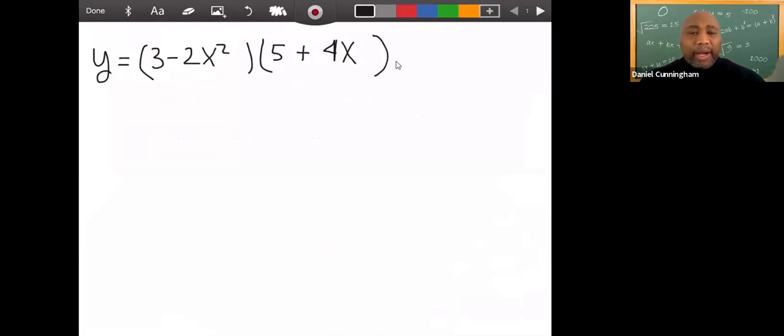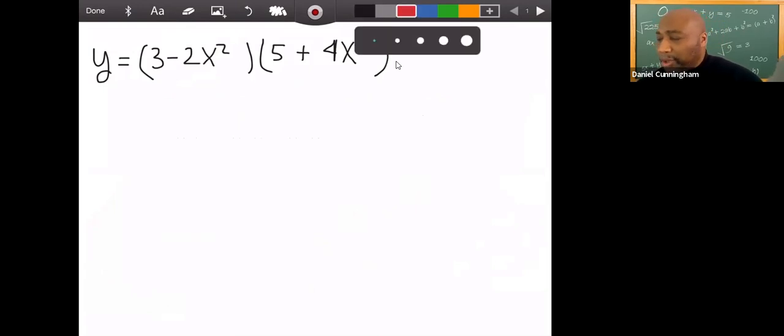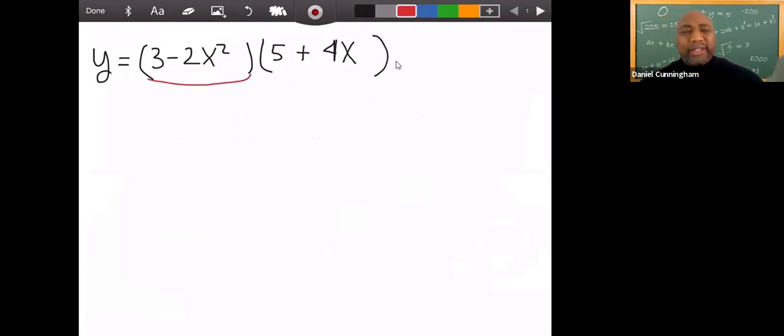Let's look at another problem. So we're at our whiteboard, and I have this problem, 3 minus 2x squared. We could say that's like f of x times, again, product rule, times another function, 5 plus 4x. So to find the derivative of two functions being multiplied together, we're going to use the product rule. And how does that look?